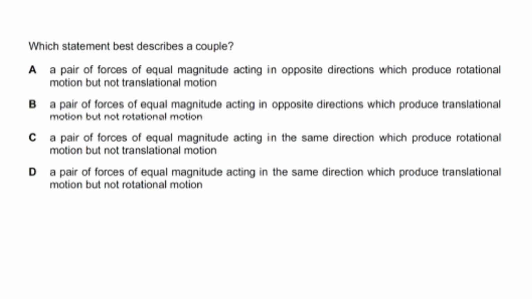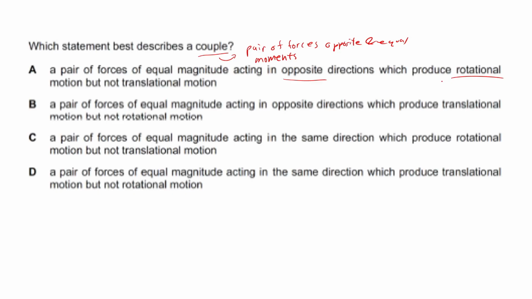Okay, which statement best describes a couple? So we know that a couple is a pair of forces, opposite and equal, and they're often associated with moments, which is rotational stuff. So we're looking for mainly this. So at A, a pair of forces of equal magnitude acting in opposite directions and produce rotational force.